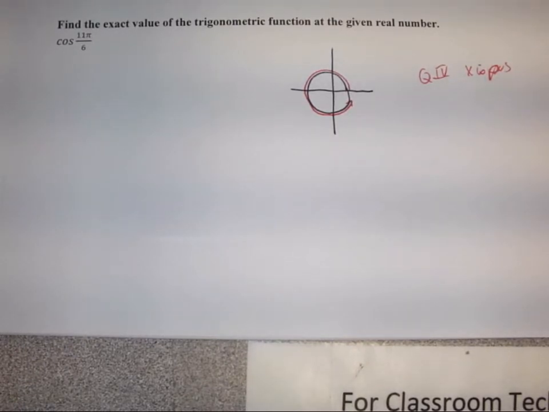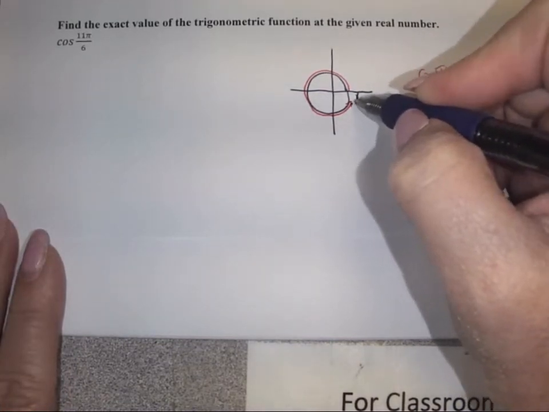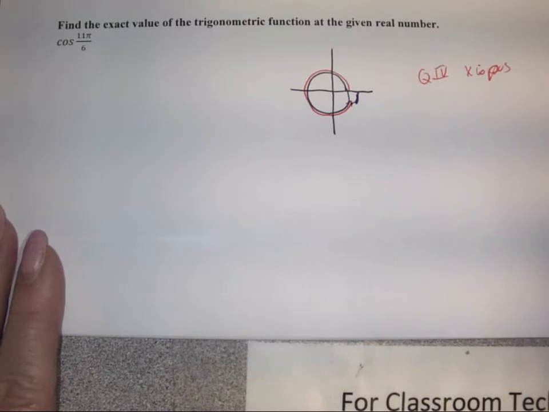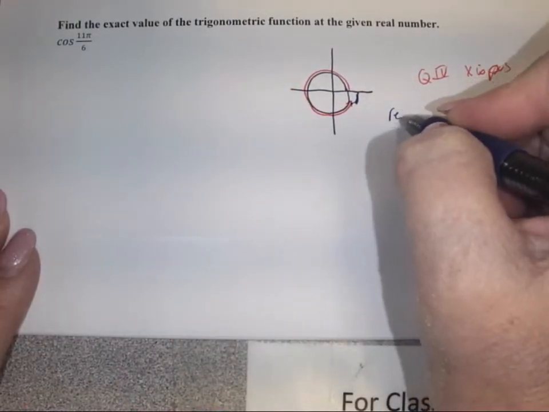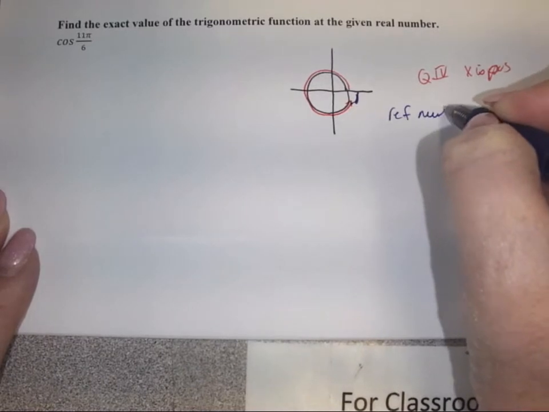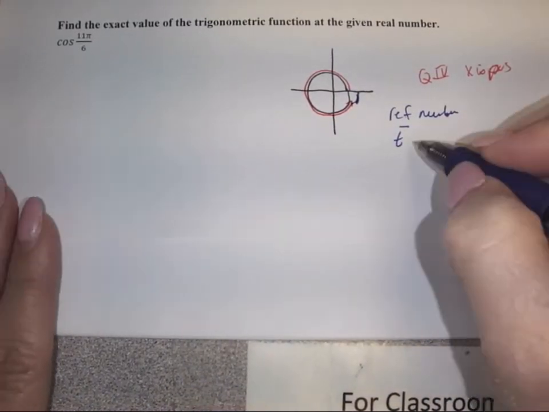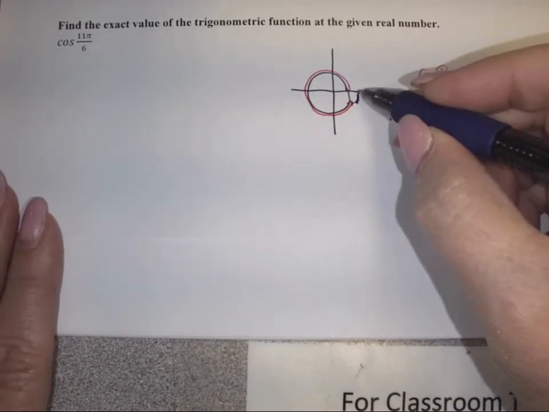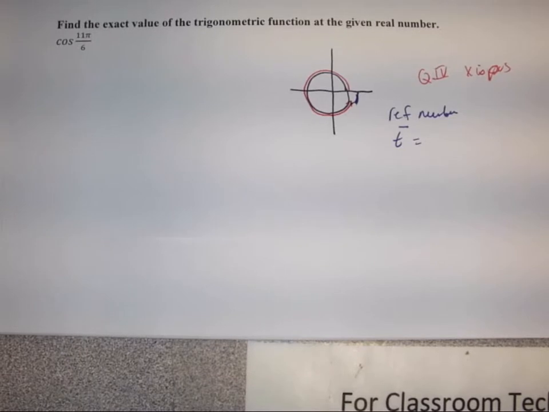So we need to find our reference number. Remember that your reference number is going to be this part right here, from the distance of where your angle stops to the closest x-axis. So if we're looking for our reference number, remember that is going to be t bar. And we're looking at 2 pi to this point right here, which is our x-axis. And so we want to do a common denominator.